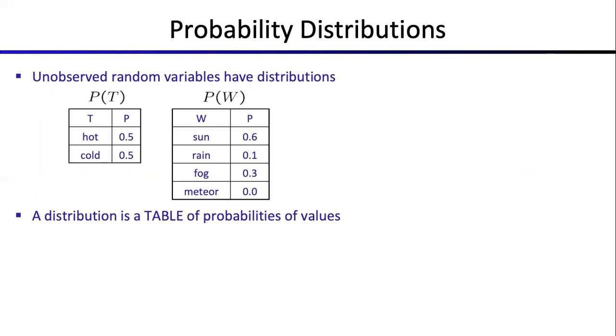So unobserved random variables also have probability distribution. There are two types of random variables as we discussed, that you can have observed variables and unobserved variables. So you can have probability distributions for unobserved variables, and probability distributions for observed random variables as well.